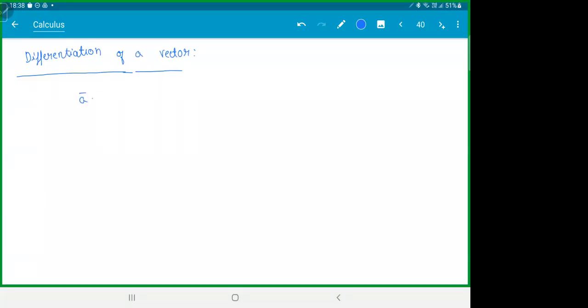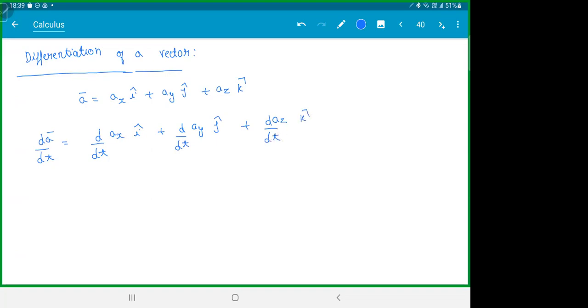Let's say you got a vector A bar, which is ax i cap plus ay j cap plus az k cap. So the differentiation of a vector, dA by dt, you simply differentiate each component. Ax, the vector will remain same, i cap, day by dt j cap, daz by dt k cap. So it's pretty straightforward. Example, let's say A bar is t cube i cap plus t square j cap plus t k cap.